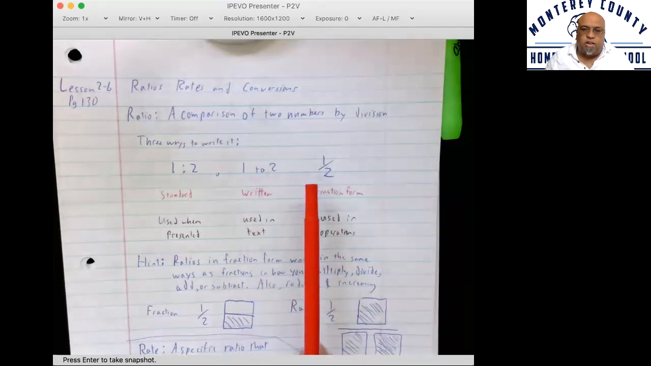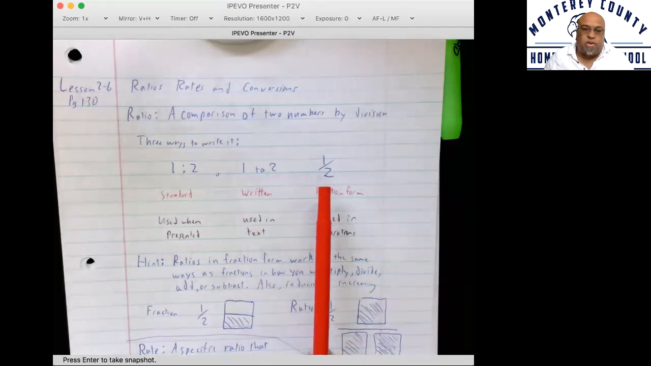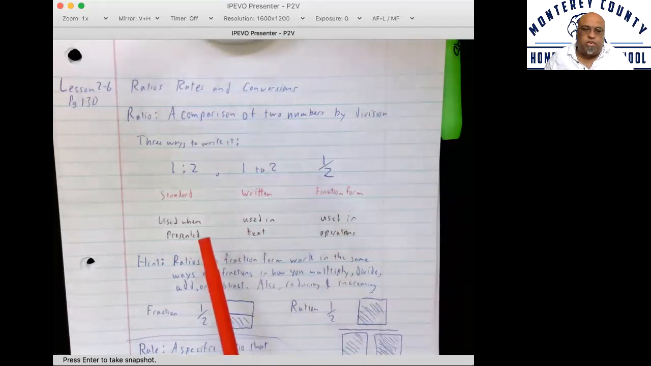Now, you notice I said it like a ratio. I said 1 to whatever the second number is. But in the fraction form, it looks just like a fraction, okay? So standard form is used usually when you're presenting ratios, like if you are just saying, okay, this is 1 to 2 here.